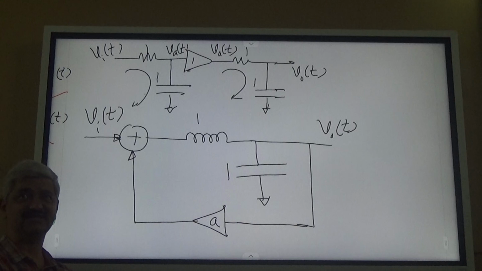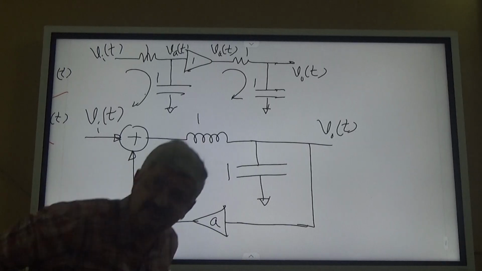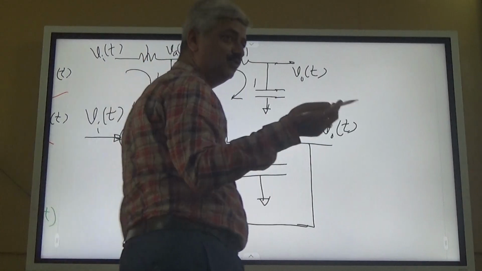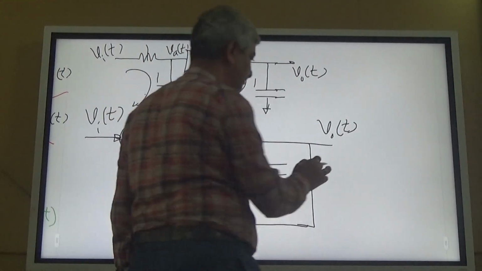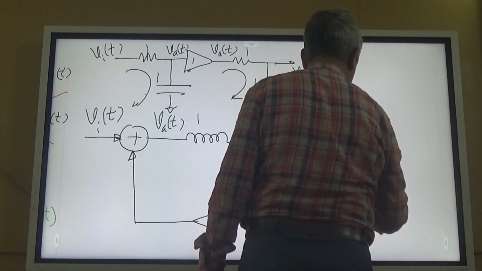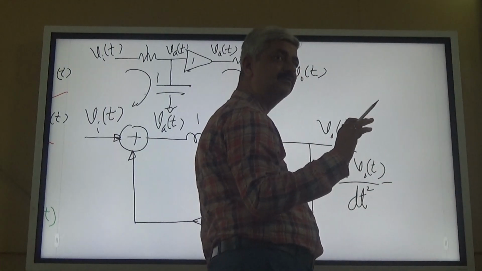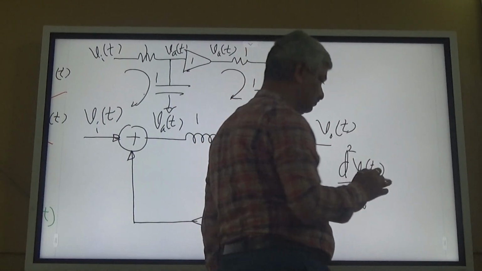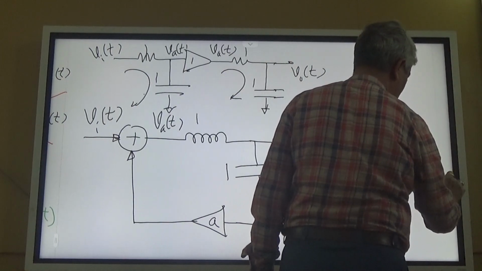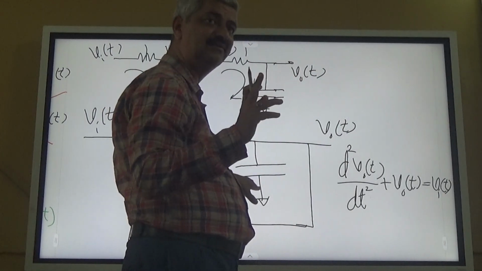Again, the hint is the same. It is almost the same. This we assume as Vat. What is the equation which we already know for this? d2Vout upon dt square plus 1 by LC Vout. Now LC is 1, so plus Vout is equal to V. Right? It's okay. This one, L and C are 1.